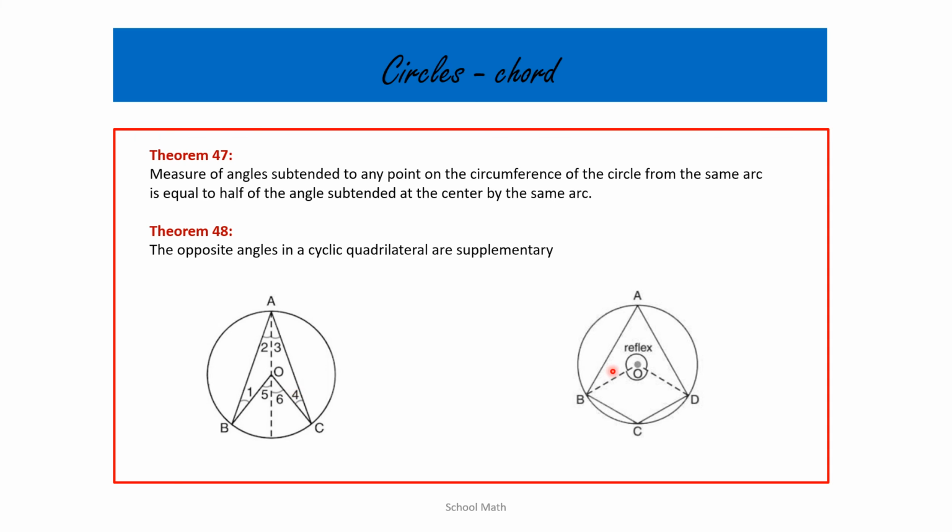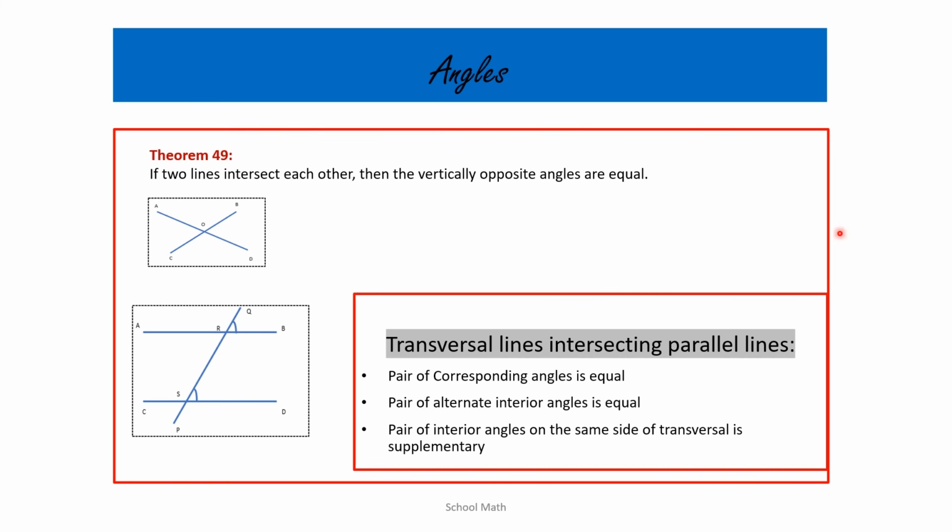Theorem 48. The opposite angles of a cyclic quadrilateral are supplementary. Theorem 49. If two lines intersect each other, then the vertically opposite angles are equal. Then transversal lines intersecting the parallel lines. Here, the pair of corresponding angles are equal.